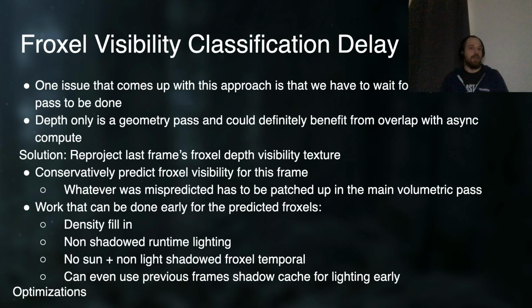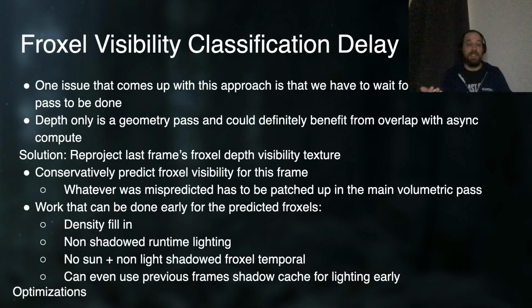And that prediction is harmless. The only issue is if you predict way further than what's actually visible, you're going to do some extra work, right? But if you do it conservatively, it was pretty harmless. We were able to predict pretty well which Froxels are going to be visible, and what data can we use? What kind of work can we do for these predicted Froxels?